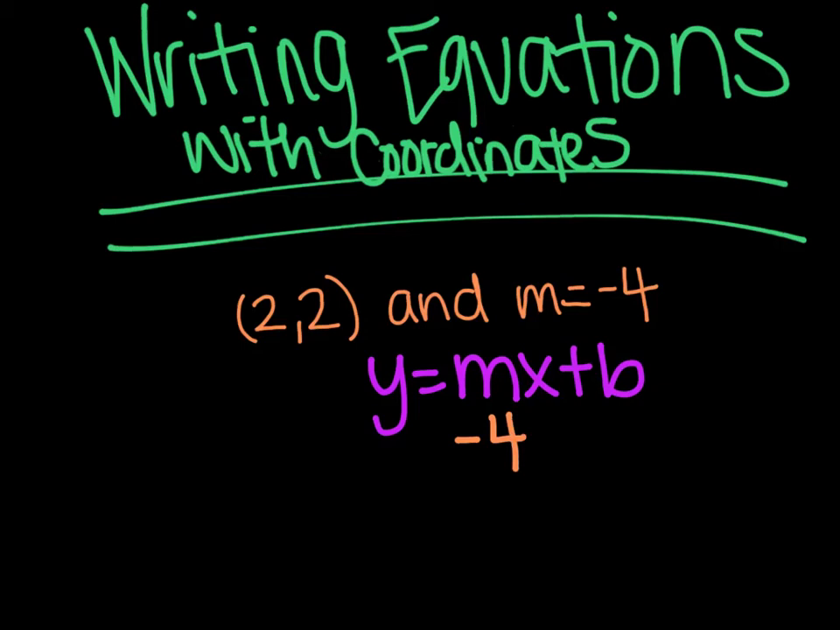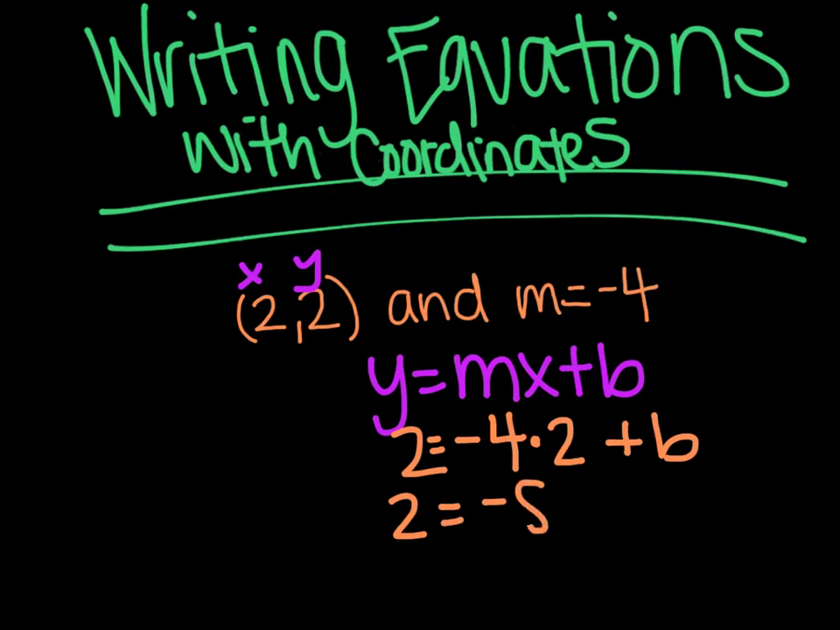And then this is, if you remember, your x and y coordinate, which is your x and y values. So it's 2 equals negative 4 times 2 plus b, because that's the only thing that we don't know. Then we are going to solve. So negative 4 times 2 is negative 8 plus b. Add 8 on both sides, and b equals 10.